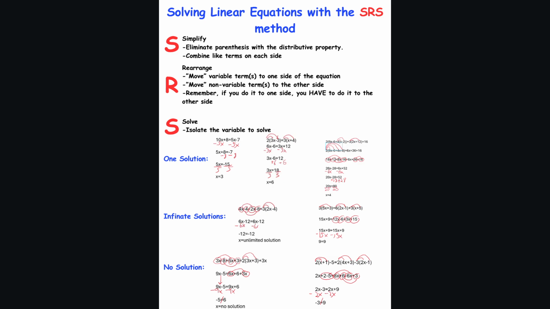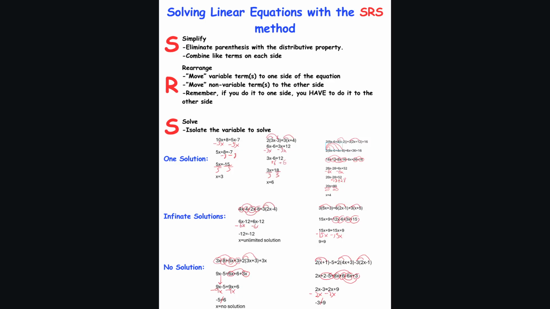Under simplify, I have included eliminating the parentheses with the distributive property, and combining like terms on each side. Under rearrange, I have move the variable terms to one side of the equation and then move the non-variable terms to the other side. And then I put in a reminder that if you do it to one side, you have to do it to the other. Under solve, I have isolate the variable to solve.